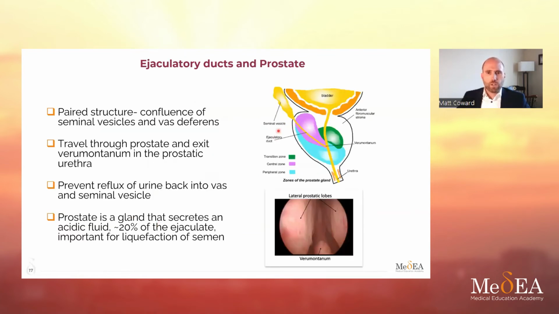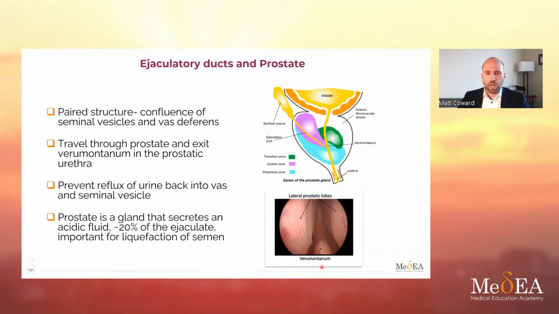The ejaculatory ducts are better seen here in this cross section. So the seminal vesicle comes in with the vas deferens, which is not pictured here, and there's a confluence of the seminal vesicle and the vas deferens right here at the ejaculatory duct. And the structure, as this is seen cystoscopically, is called the verumontanum.